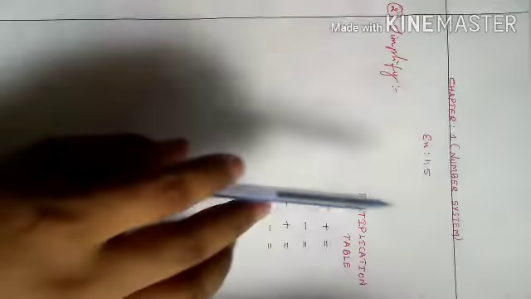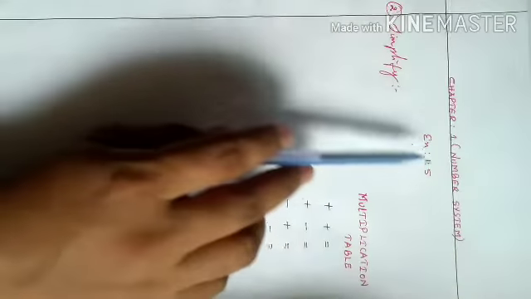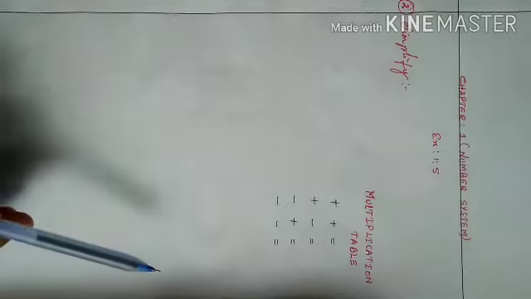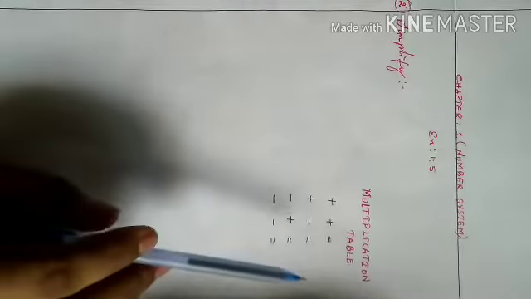Today we are going to see Chapter 1, Number System, Exercise 1.5, Simplify. Before going to simplify, we should know the multiplication table. Let me remind you.